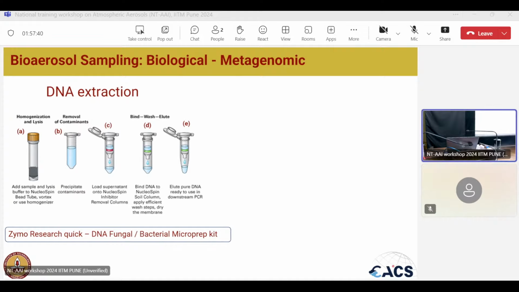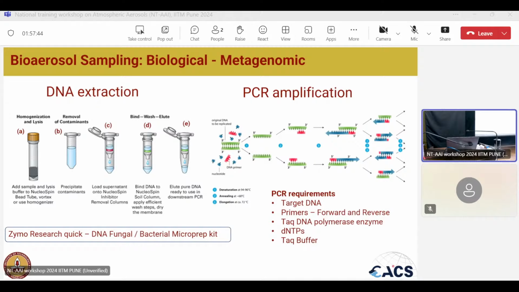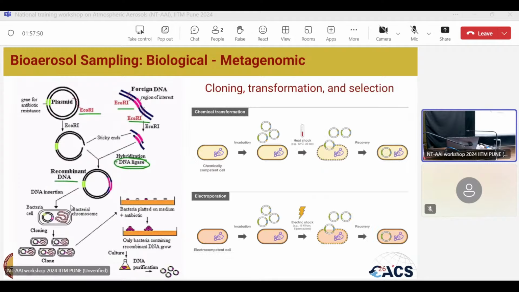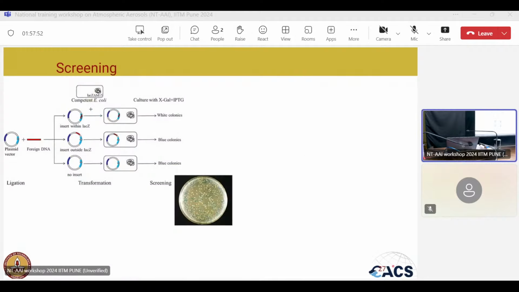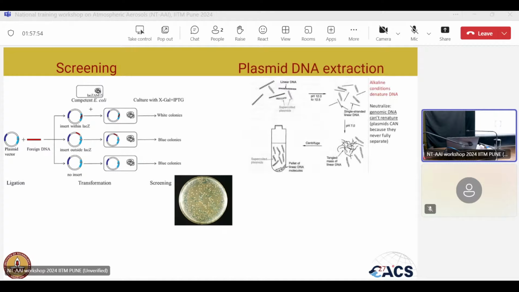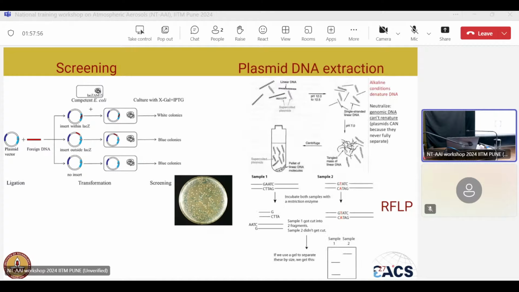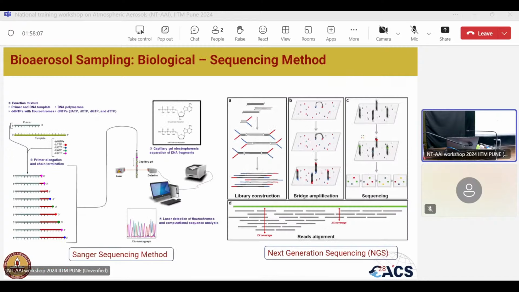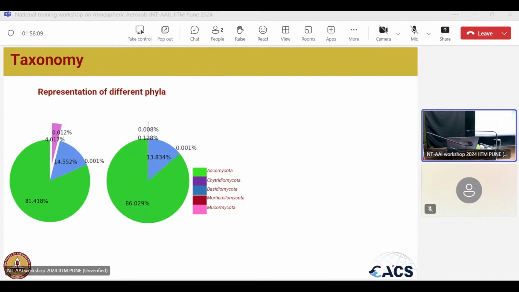Yeah, this is the DNA extraction process. I wanted to go into more detail about how you do that, and then you have the PCR amplification. Then you have cloning, transformation and selection, and then you go into the BLAST, put your sequence there, and then you have to do the screening also. Once you put that into the BLAST, you identify it, and then you have to calculate the OTUs, which is operational taxonomic units, to quantify your DNA, and so on and so forth. Anyway, this is how it looks.